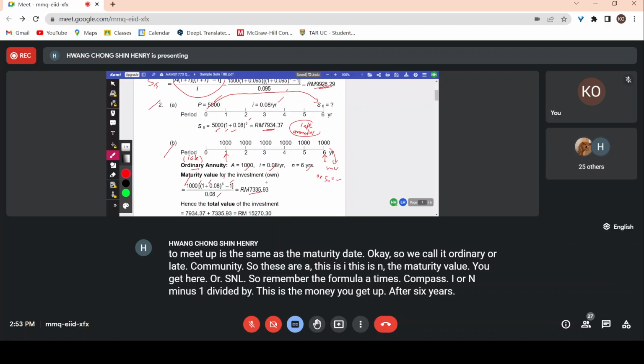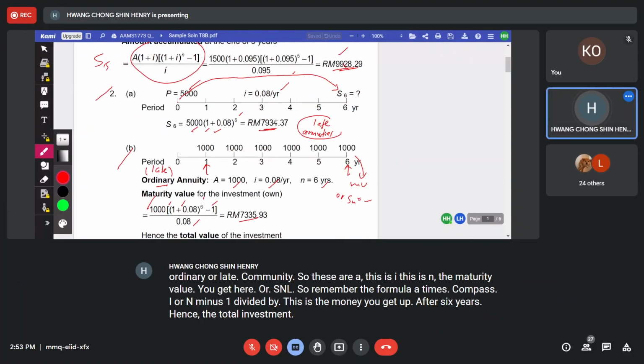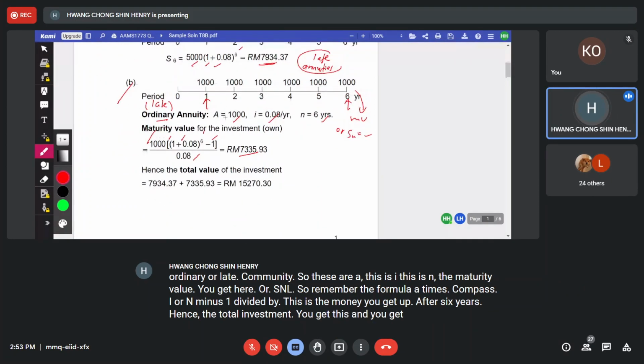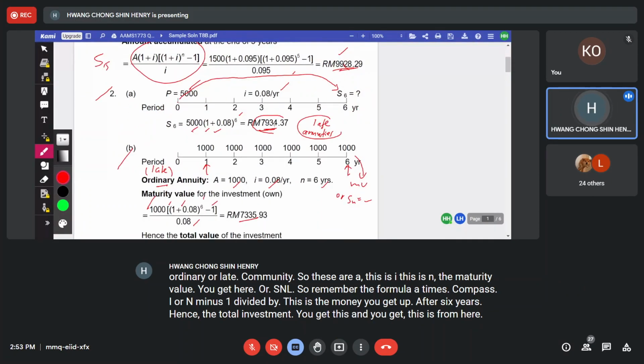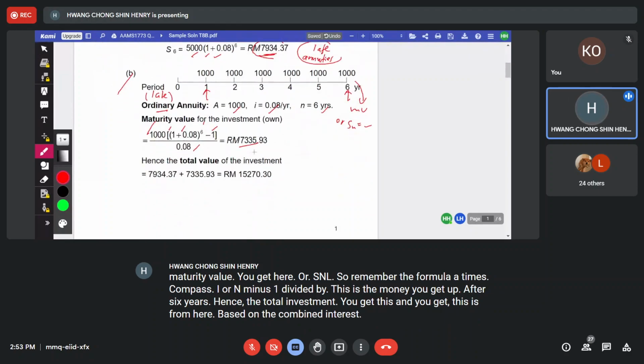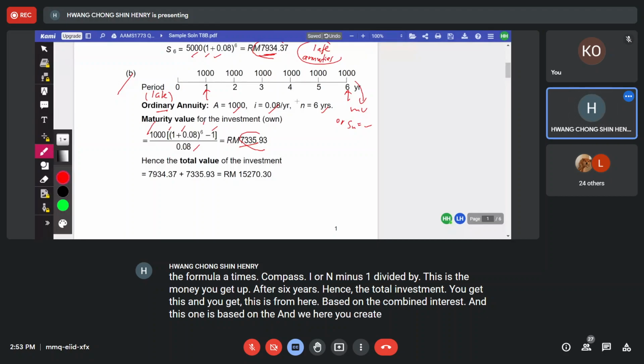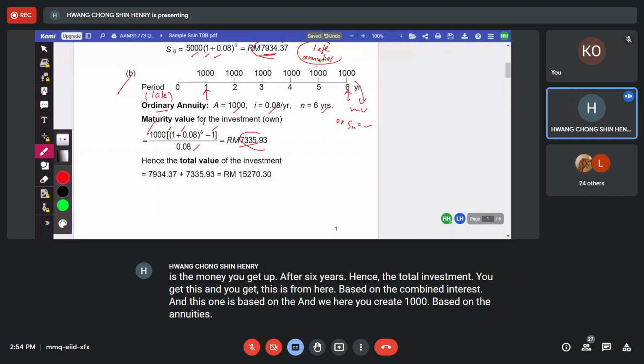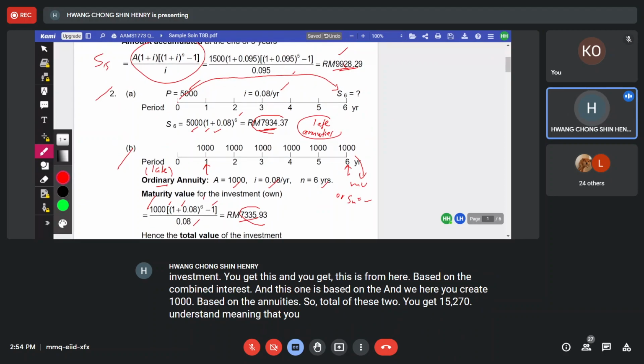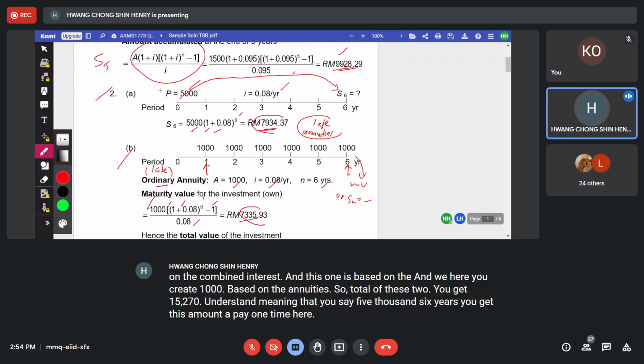Now, hence the total investment, you get this, and you get this is from here, based on the compound interest. And this one is based on the annuities. Every year you pay 1,000. So total up these two, you get 15,270. Understand? Meaning that you save 5,000, 6 years you get this amount. You pay one time only, you save one time only, you get here 7,934.